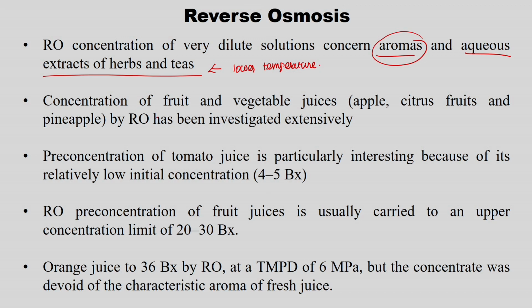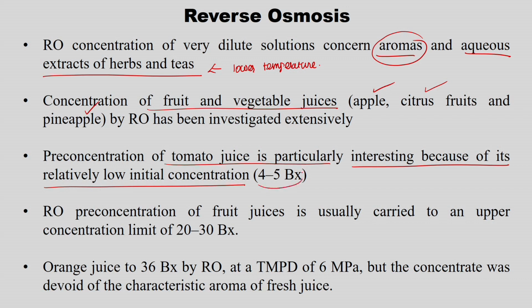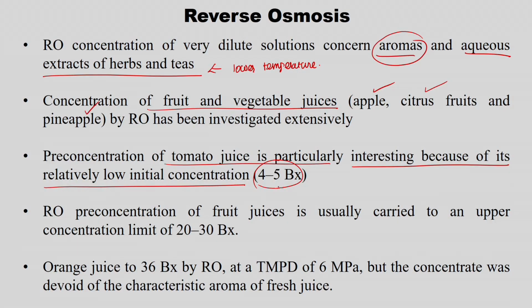And concentration of fruit and vegetable juices, mostly apple, citrus fruits and pineapple, there also the process of RO has been investigated extensively. And pre-concentration of tomato juice is particularly interesting because of its relatively low initial concentration, which is about 4 to 5 Brix. So, here we are mainly concentrating the tomato juice using RO, instead of going for evaporation.